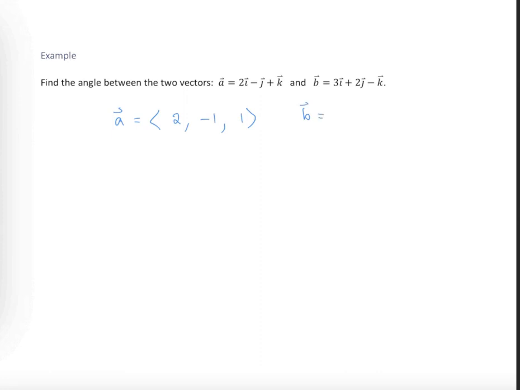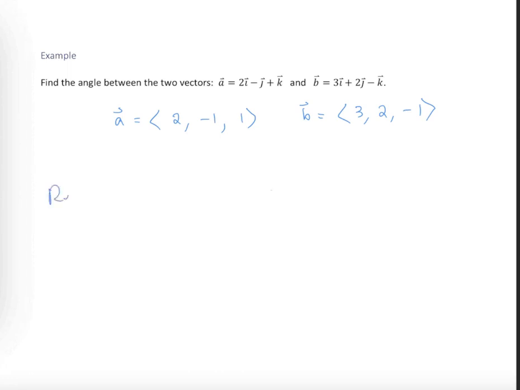The b vector can also be written, I often call this pointy bracket notation, as 3, 2, -1. These are two separate notations. They should not be mixed up, but you do have the option of writing it either way. I honestly prefer pointy bracket notation a little bit because it just seems a little bit cleaner.